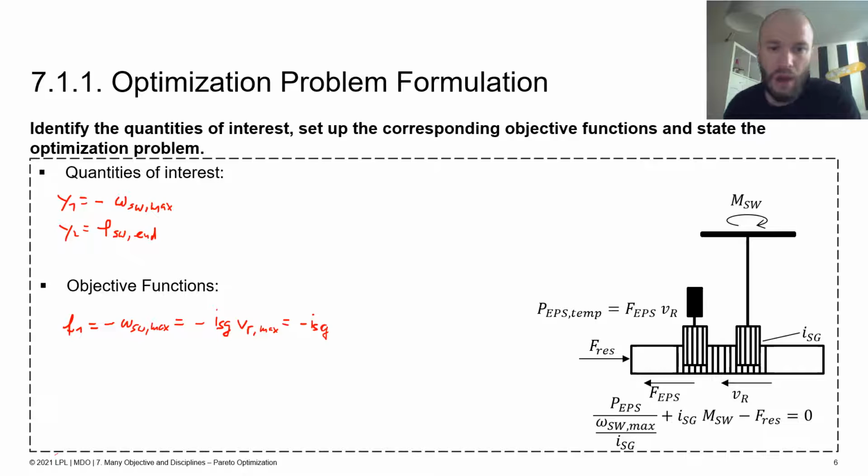Anyway, so this works now, and we can calculate the velocity out of the power of our EPS actuator divided by the force of the actuator. So it's just the power EPS divided by the force EPS.